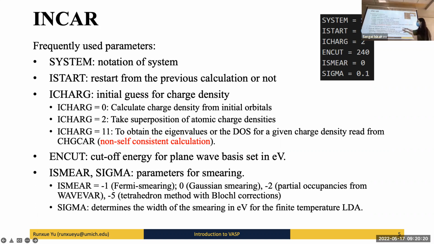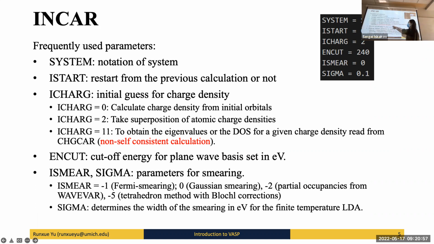So actually it also has a bunch of values for the ICHARG, and usually we will use these two, and this one is the default. So usually if we just do the self-consistent calculation from the very beginning, then we will use ISTART as 0 and ICHARG as 2. And then if we want to calculate the band structure or the eigenvalues or the density of states from our self-consistent results, then we will use ISTART as 1 and ICHARG as 11.